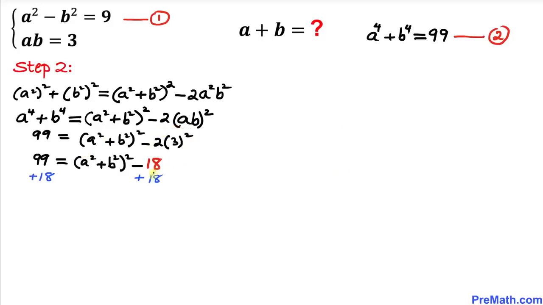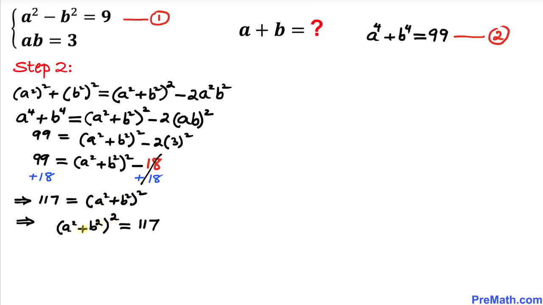Now let's go ahead and add 18 on both sides. This one is gone. So we ended up on the left hand side, that is going to give us 117 equal to (a square plus b square) whole square. Or we can write this equation the other way around.